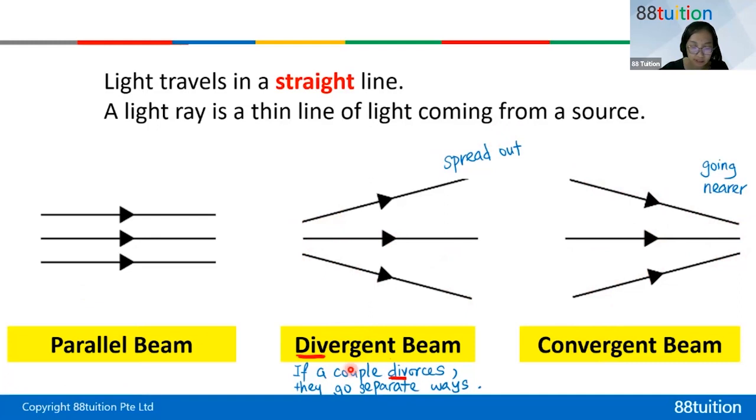If a couple divorces, the husband and wife will go separate ways. Husband goes here, wife goes here, children. Basically they go separate ways, or if best friends quarrel, they go separate ways. But hopefully best friends stay best friends forever, couples will stay married forever. So these are the three different beams: parallel, divergent, convergent. Any questions so far? Okay, then we go on.